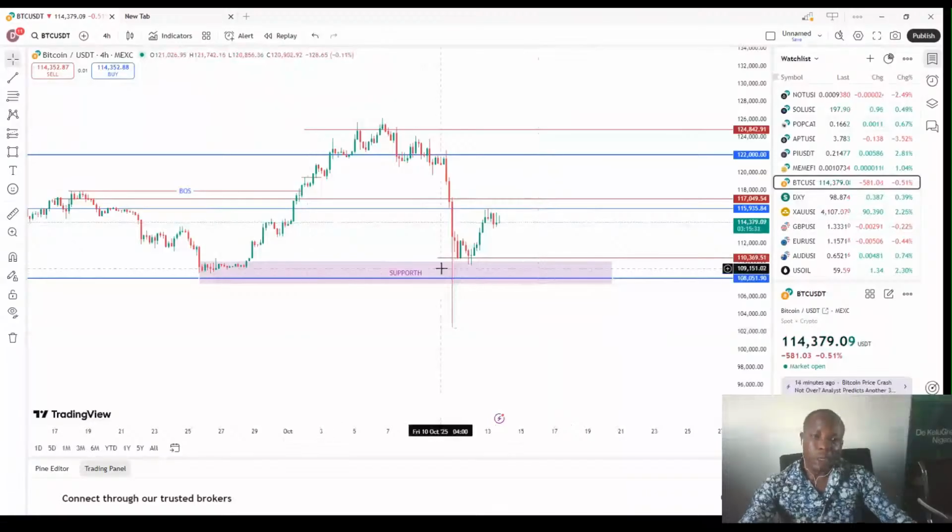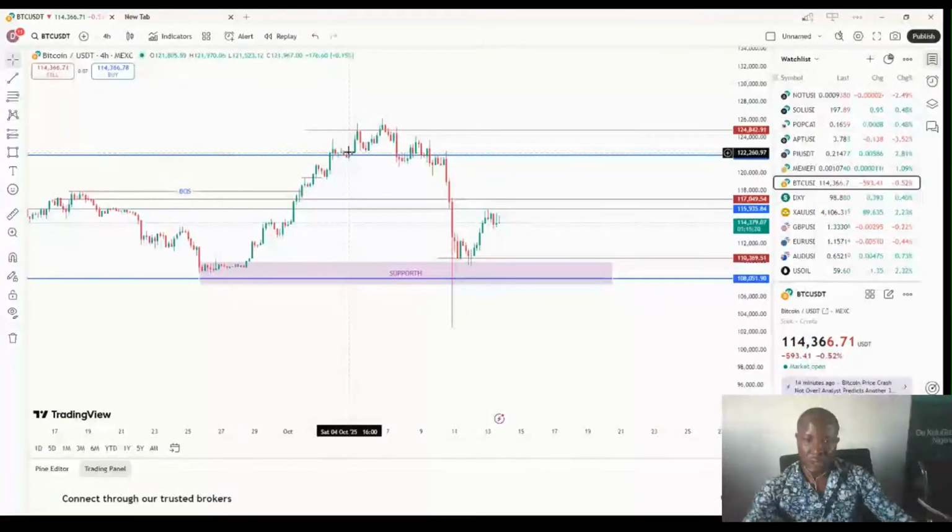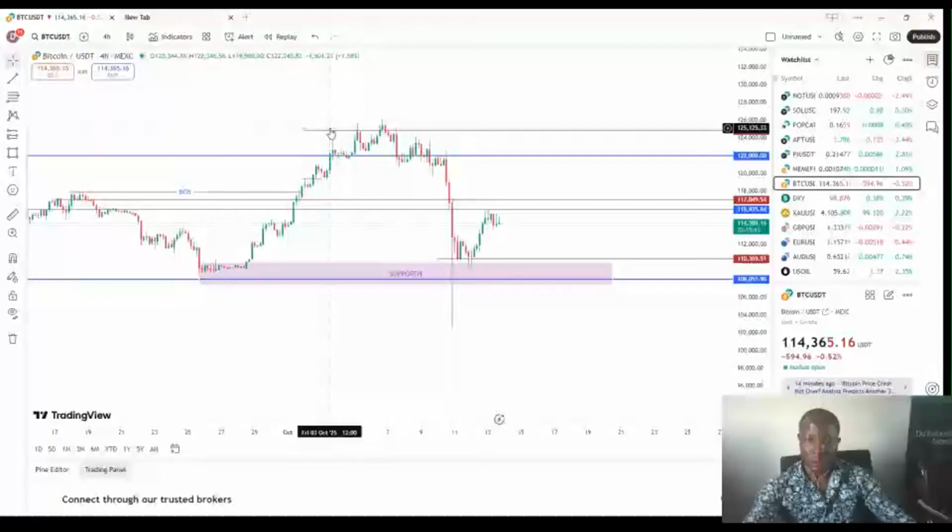So the market, this is a break of structure, but this market didn't close below it, so it's not a strong support. So the market will actually sweep them off, and you can see it swept everything off to bounce into the area as we have marked out.